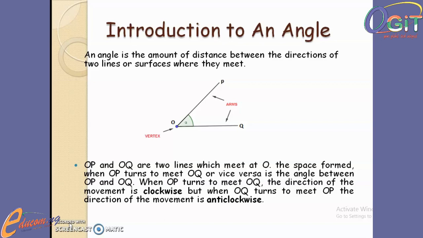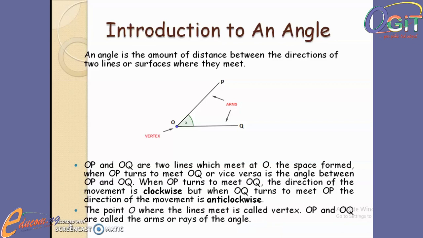When OP turns to meet OQ, the direction of the movement is clockwise, but when OQ turns to meet OP, the direction of the movement is anti-clockwise. The point O, where the lines meet, is called the vertex. OP and OQ are called the arms or rays of the angle.